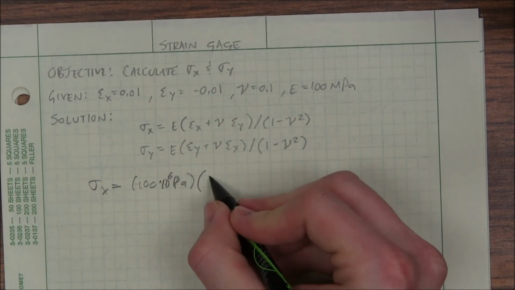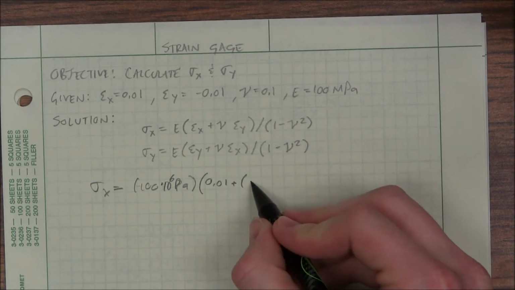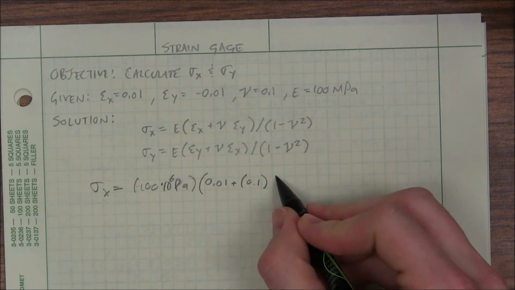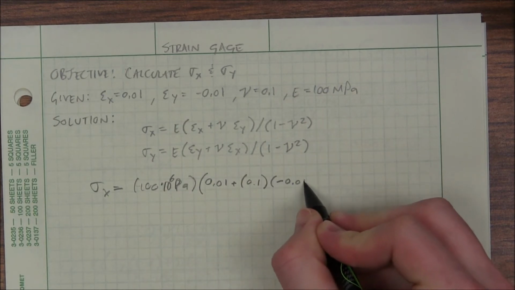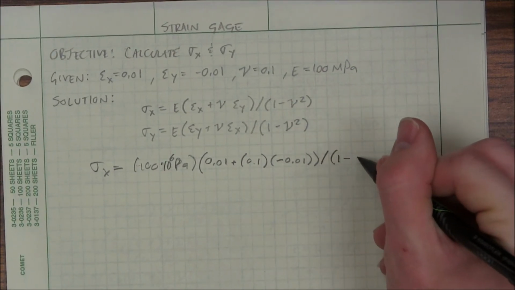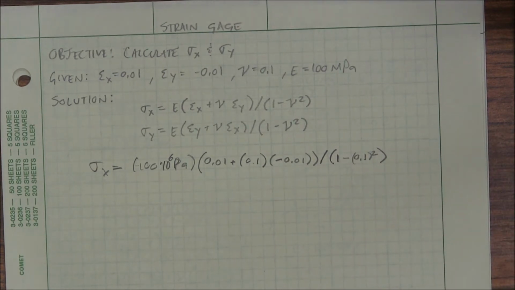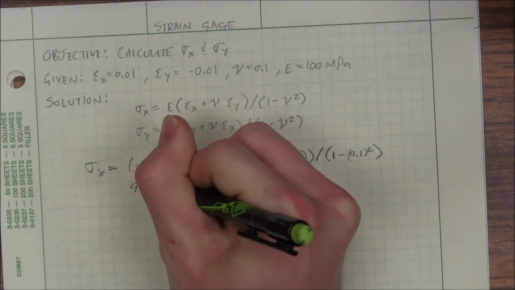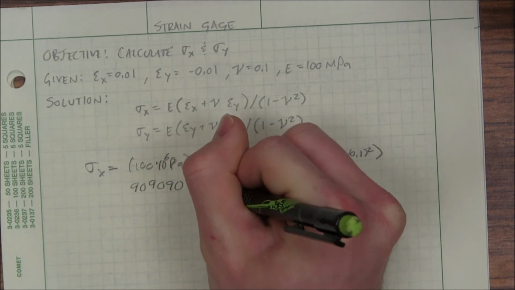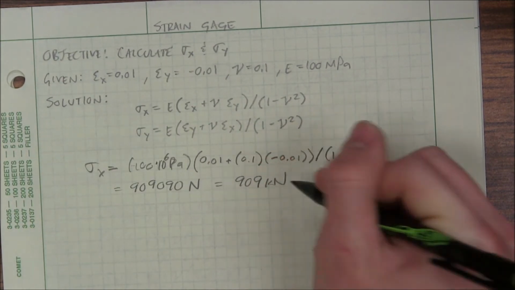And I have the strain in the x direction, plus my Poisson's ratio is 0.1. That's my epsilon y, negative 0.01, divided by 1 minus 0.1 quantity squared. So I'm going to put that in my calculator, and I get 909,090 newtons, or in other words, 909 kilonewtons.